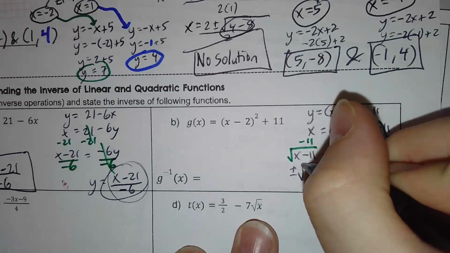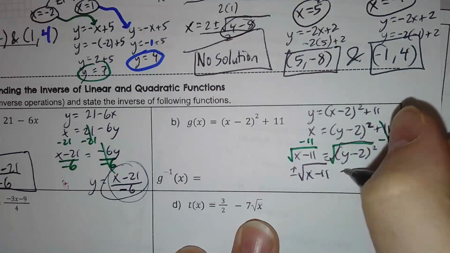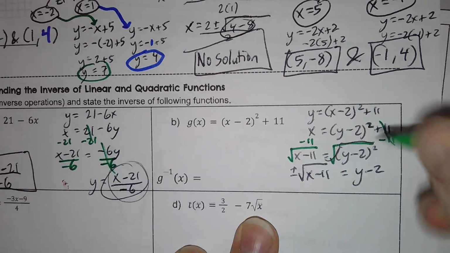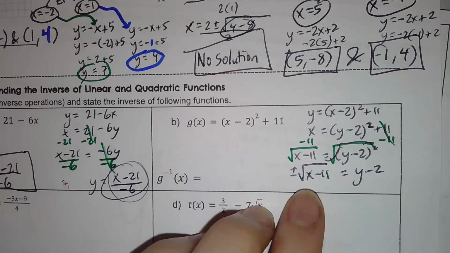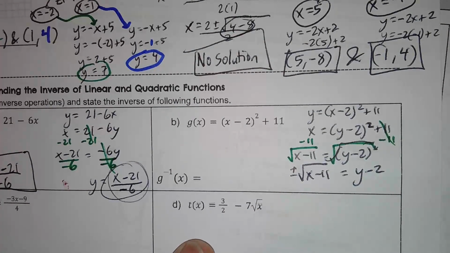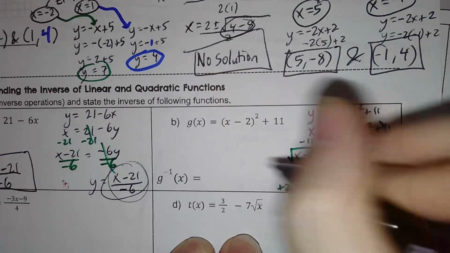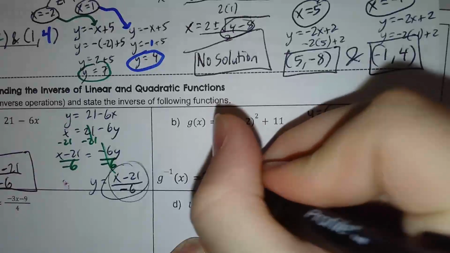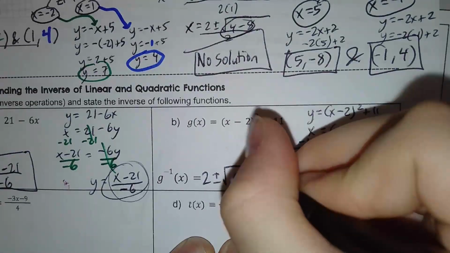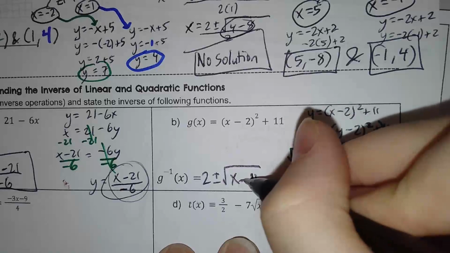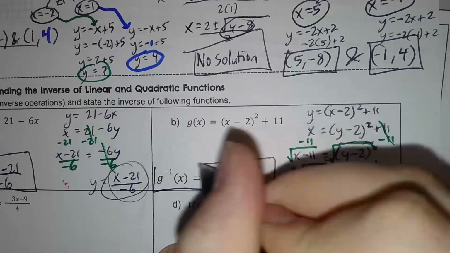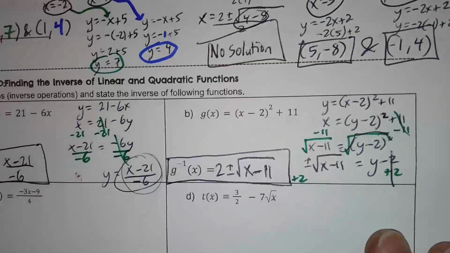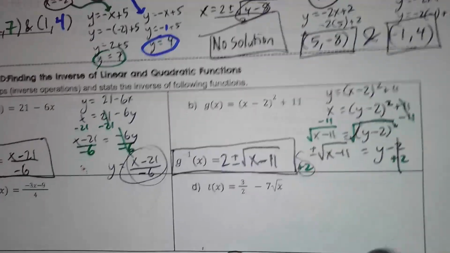That gives me the plus or minus square root of x minus 11 equals y minus 2. Those two cancel out. And it's only plus or minus if you're taking the square root. They're two solutions. So now my final step would be to add 2. So I can write that finally as 2 plus or minus the square root of x minus 11. Just putting the 2 in front.